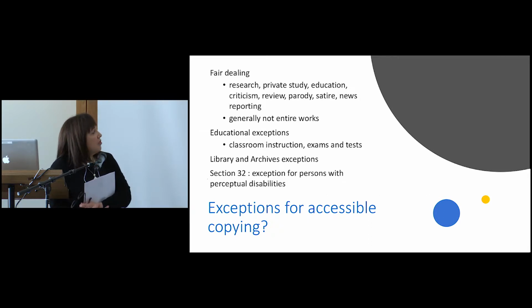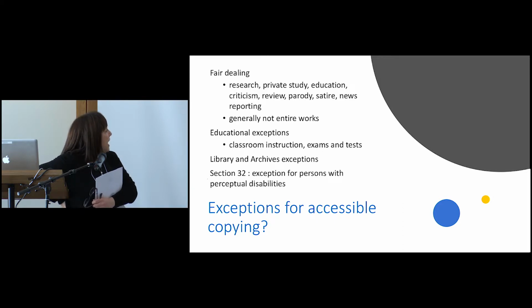And I'm not going to spend a lot of time on these, but there are educational exceptions in the Act that would allow you to make accessible format copies for purposes of instruction, and also for use in exams and tests. There are library and archives exceptions in the Act that may allow you to make accessible format copies in some cases. These are generally exceptions that are fairly narrowly defined. And then there's Section 32.